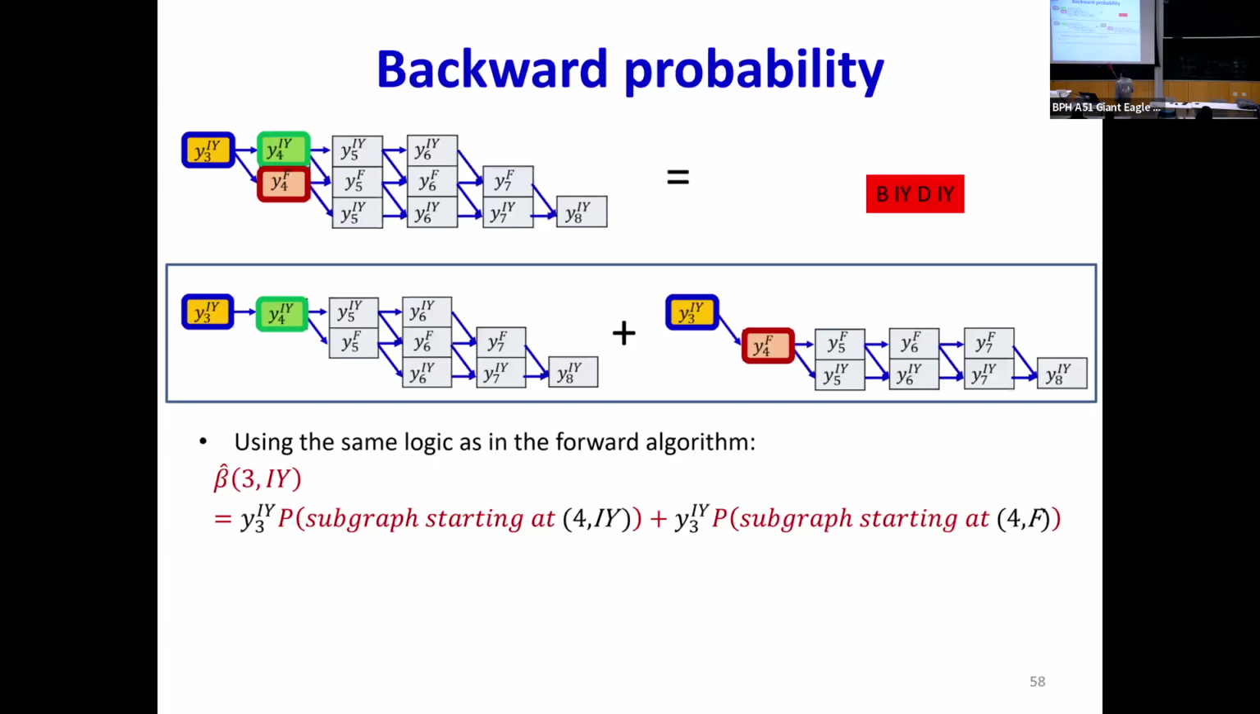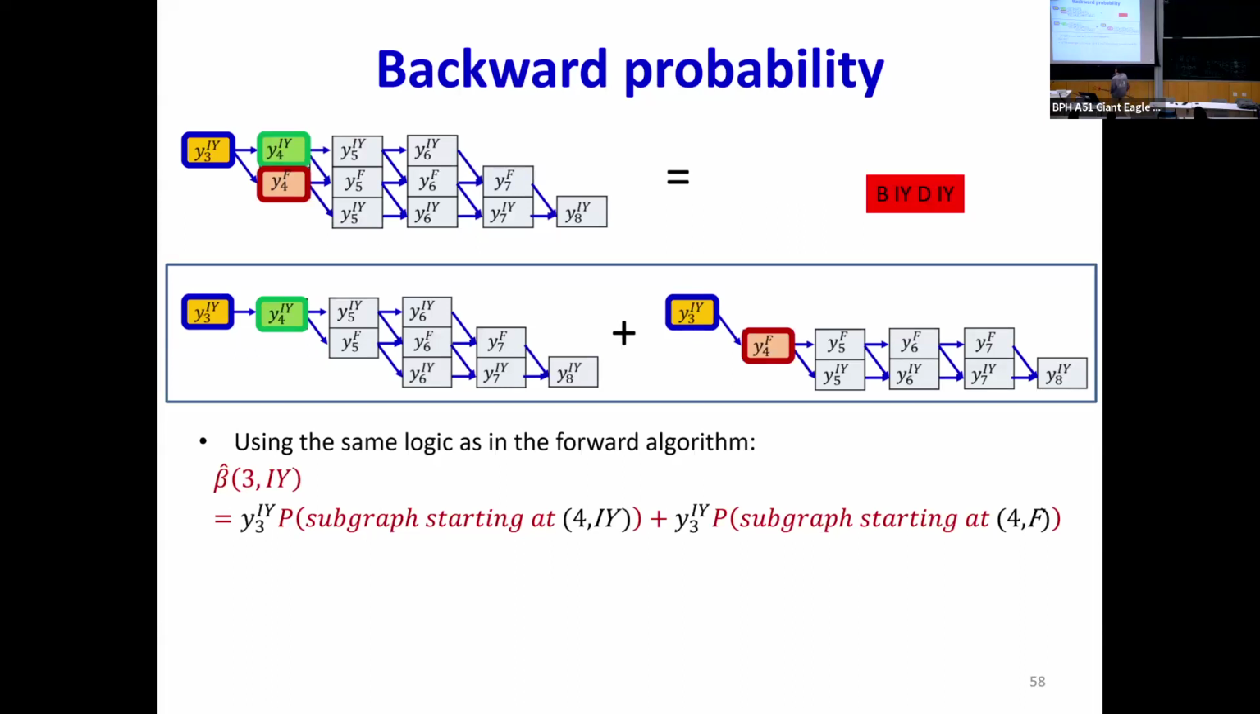That is this term. So I'm calling this beta hat 3E, right? Because I put the hat to indicate the fact that I've also included the source node, okay? So beta hat 3E is going to be the probability of this subgraph plus this subgraph, which is going to be the probability of Y3E multiplied by the probability of the subgraph starting at the green node, plus the probability Y3E multiplied by the probability of the subgraph following the red node.